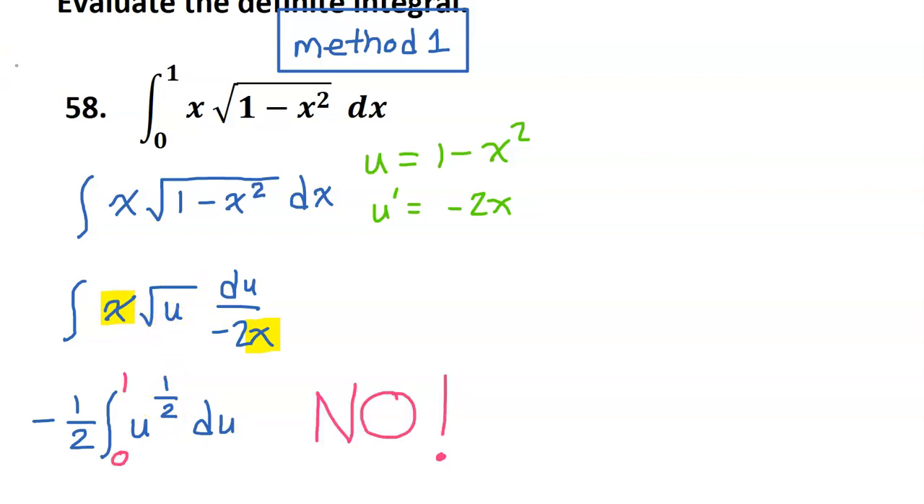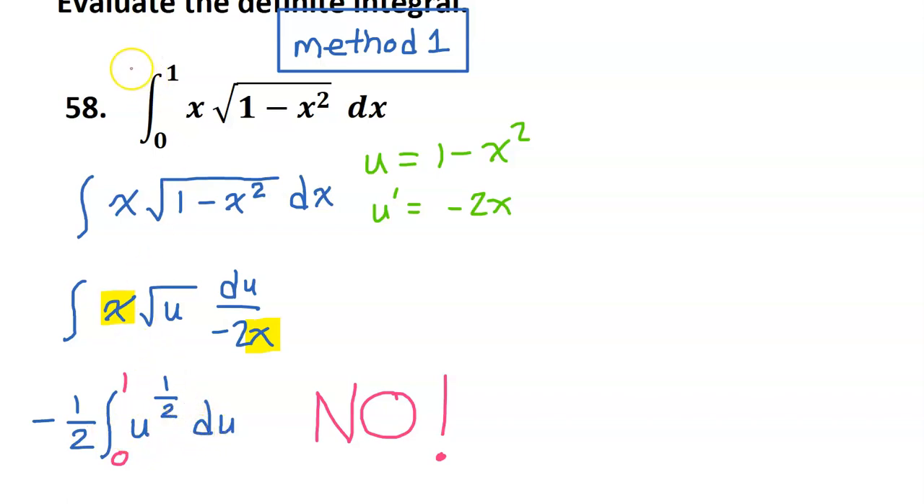I really need to emphasize one thing. To use method 1, you must take away the limits of integration before you do the u substitution. If you put your 1 and 0 here while you have a u inside, you're going to lose points even if you end up getting the right answer.